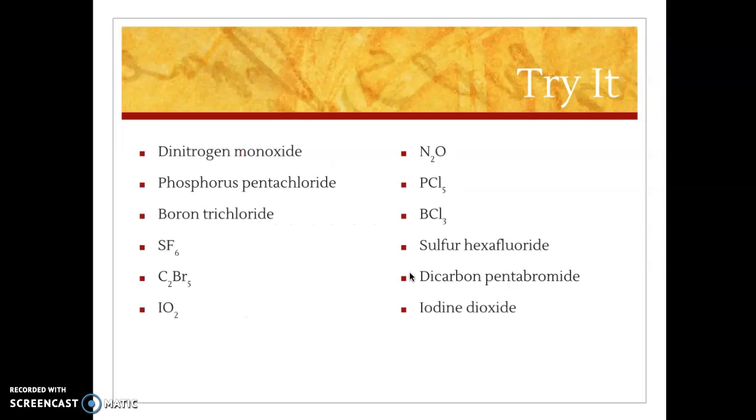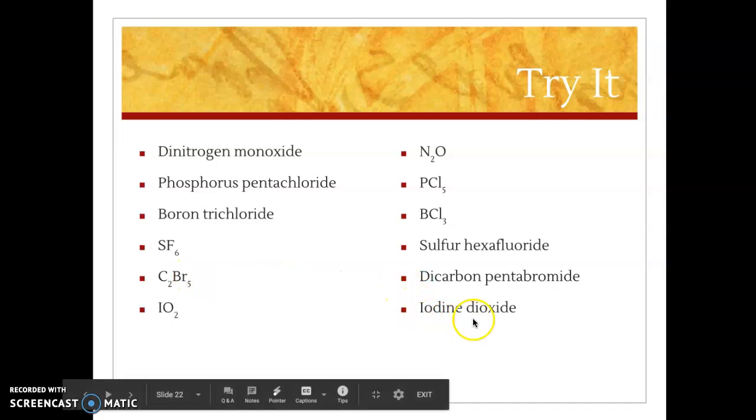Okay, there's the answers for those 6. N2O for dinitrogen monoxide, PCl5 for phosphorus pentachloride, BCl3 for boron trichloride, sulfur hexafluoride for SF6, dicarbon pentabromide for C2Br5, and iodine dioxide for IO2.